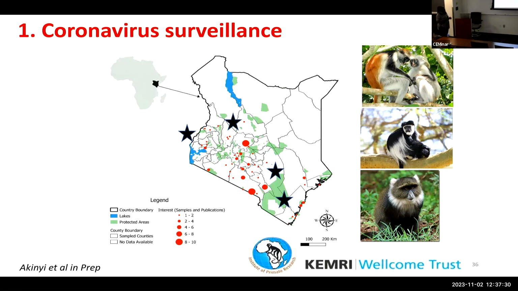This is the colobus guereza, and these are Sykes' monkeys, which most people don't study, from different sites, as you can see. And what we're doing is just screening to find out if they have any form of coronaviruses. And we did see that they don't have SARS-CoV, but some of them have the endemic coronaviruses known to humans. So that is still work that we are analyzing.